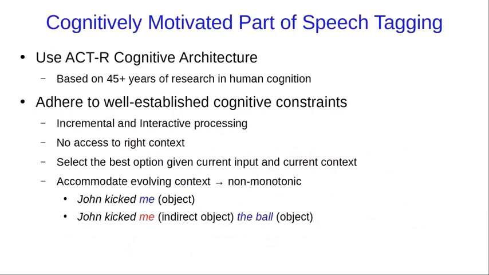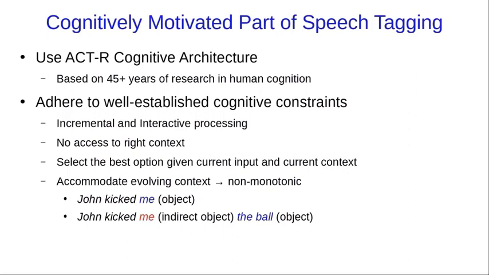We claim that our approach is cognitively motivated in the following senses. We use the ACT-R cognitive architecture for development. ACT-R is based on 45 plus years of research in human cognition. We adhere to well-established cognitive constraints on human language processing, including incremental and interactive processing. Given the incremental nature of language processing, there is no access to the right context. We select the best option given the current input and current context, but the system is capable of accommodating the evolving context through a non-monotonic mechanism of context accommodation.